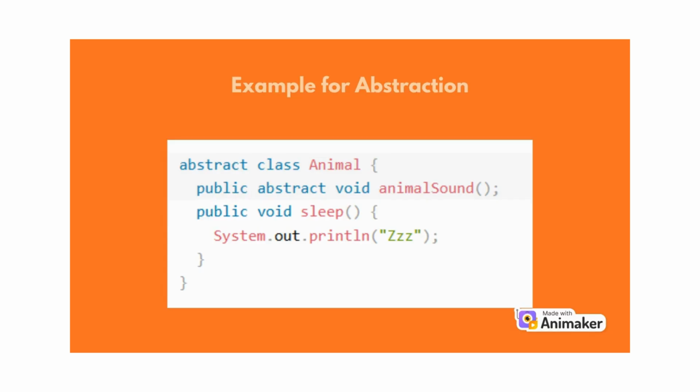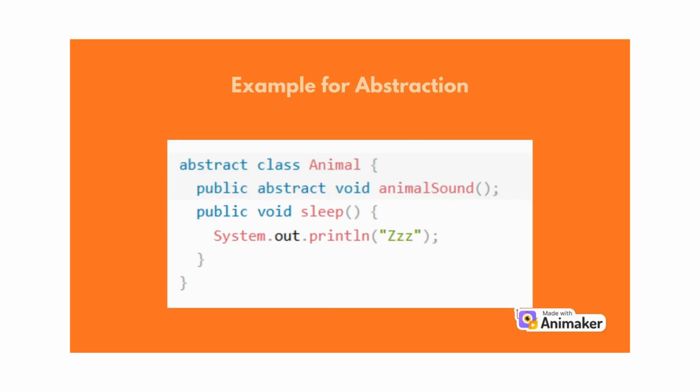Inside the class, there is an abstract method called animalSound. This method has no body. It is just a declaration. Public abstract void animalSound. That means any class that extends animal will be forced to define its own version of animalSound.